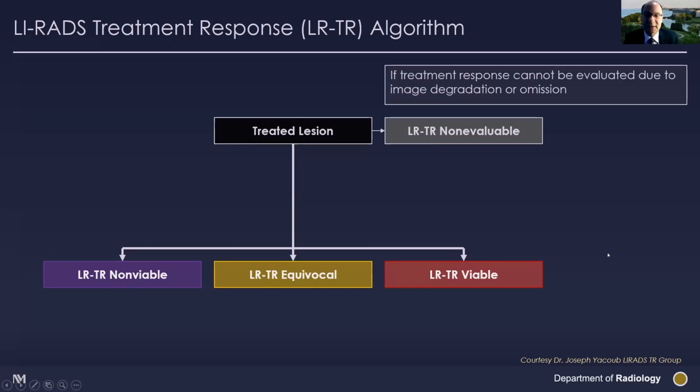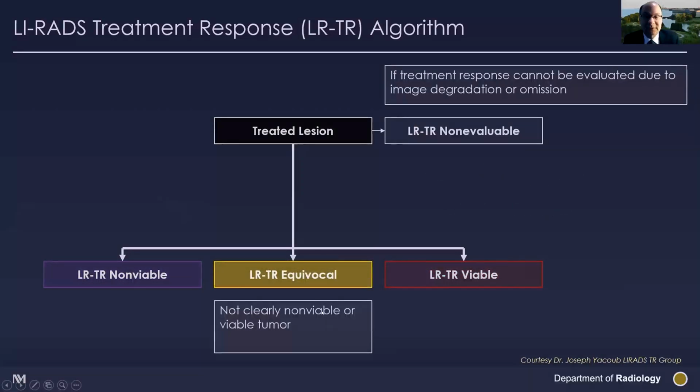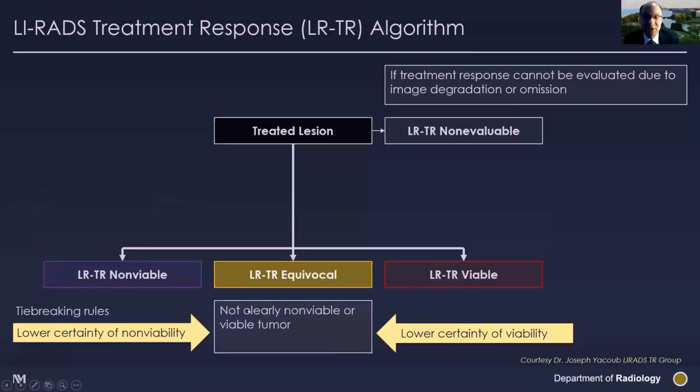But these can be challenging, as I'll show you, to assess following radioembolization. The way that it currently stands, radioembolization may not qualify as well because the treatment response viable category, as I mentioned, is looking at nodular mass-like enhancement, and you look for arterial phase enhancement, washout, or enhancement of the tumor prior to therapy. In contrast, obviously non-viable, you're going to see no lesion enhancement or treatment-specific expected enhancement response. And equivocal is if it's not clear one or the other. If you're not certain, then it's referred to as equivocal. Well, there's just debate about whether equivocal is the right word to use because it almost sounds like you're equivocating as opposed to being more certain.